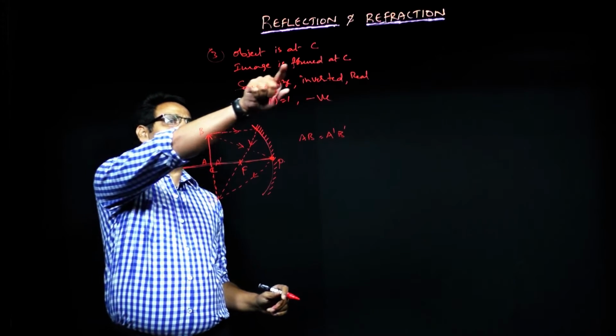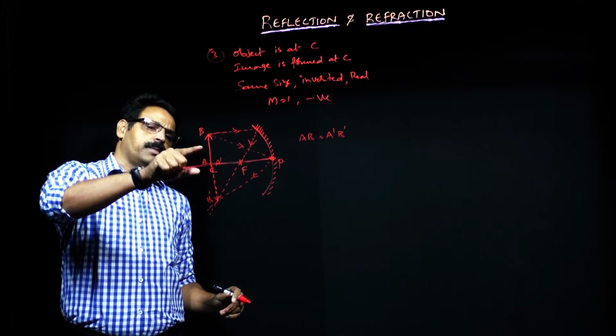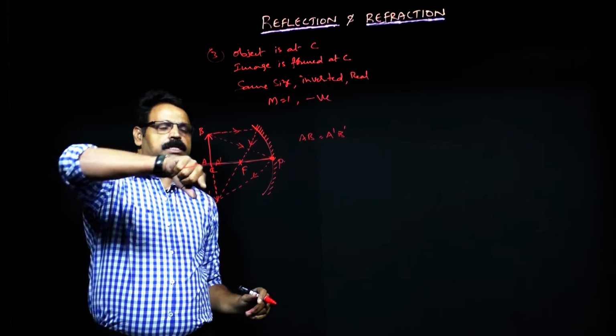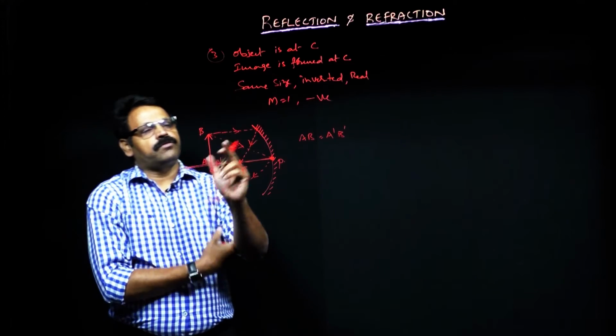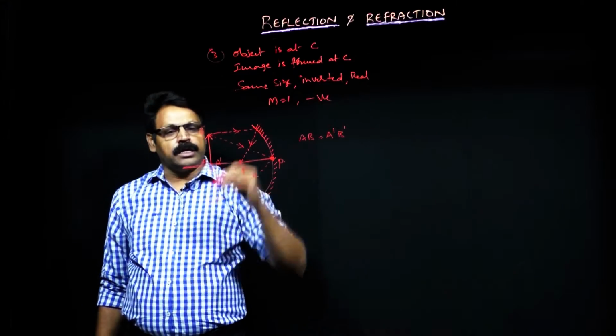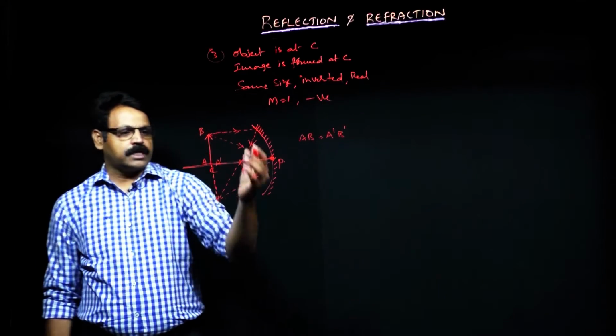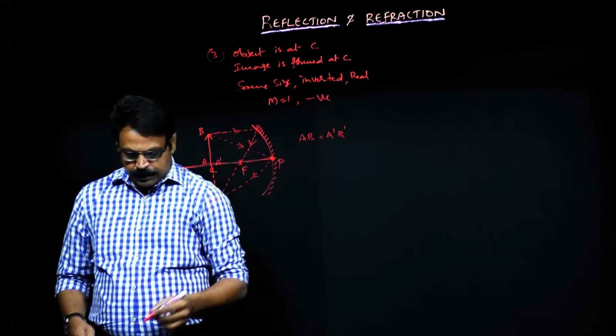So the image is formed at C only, the object is at C, the image is also at C, but inverted. That is the reason for negative magnification, and the size is going to be the same. That is the reason we are writing 1 as the magnification, and it is inverted and real. You can trace it on the screen. So this is the case when the object is placed at the center of curvature.